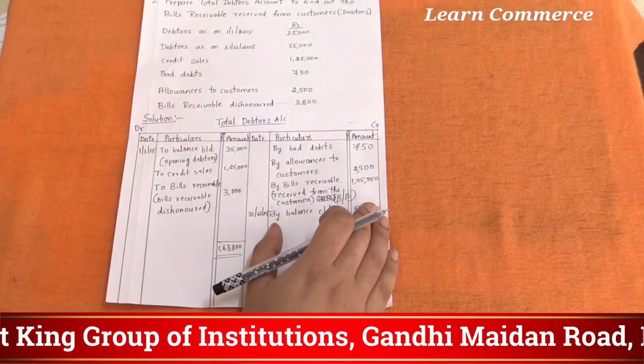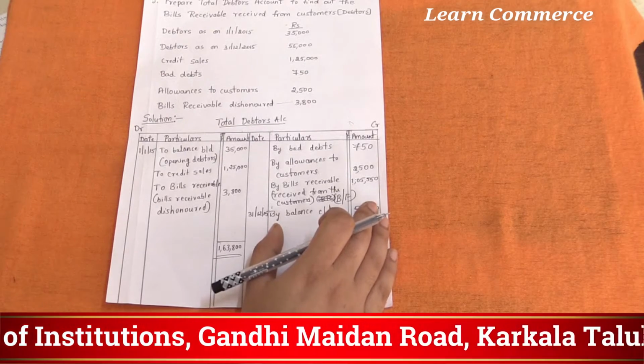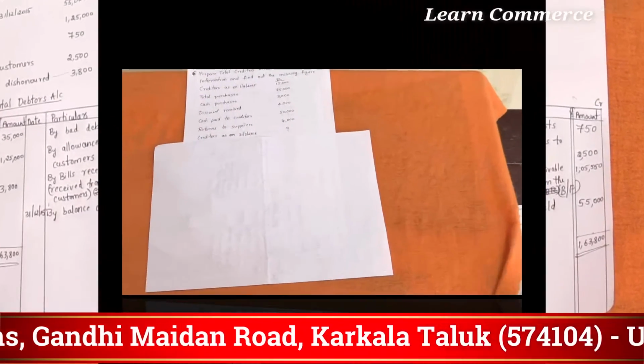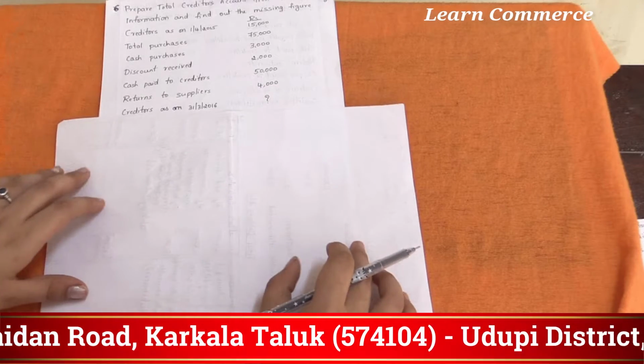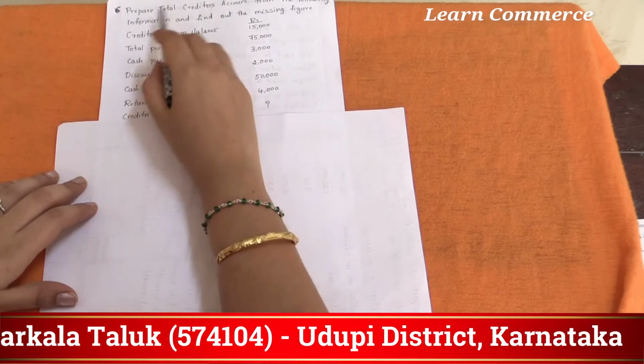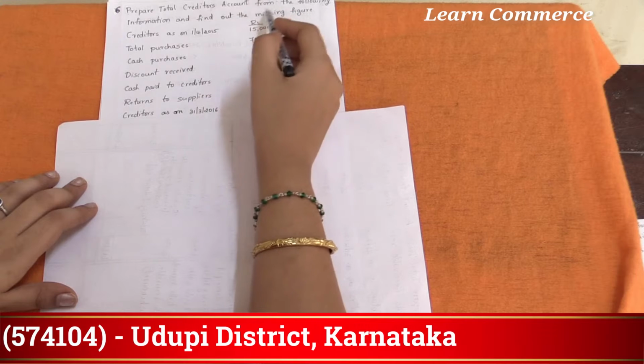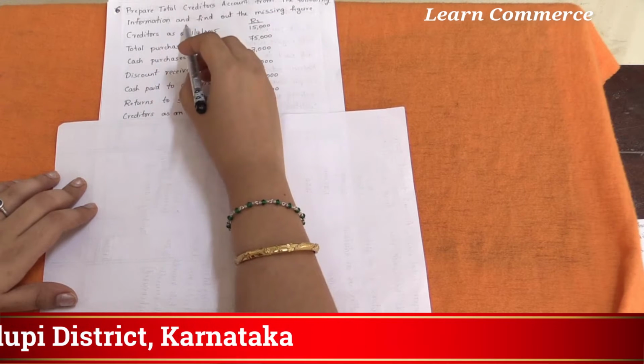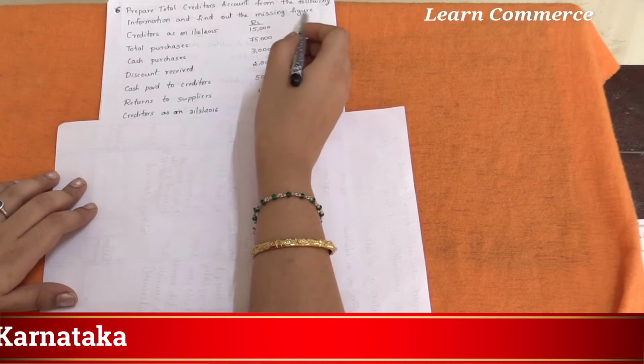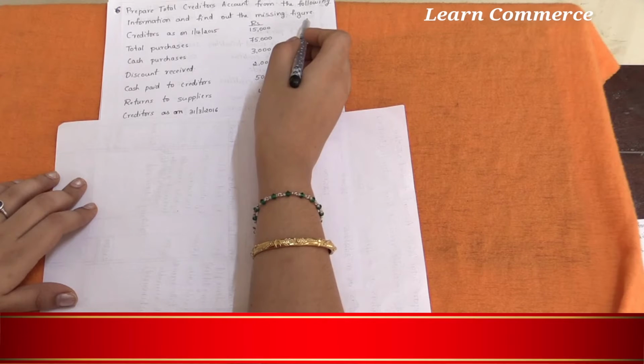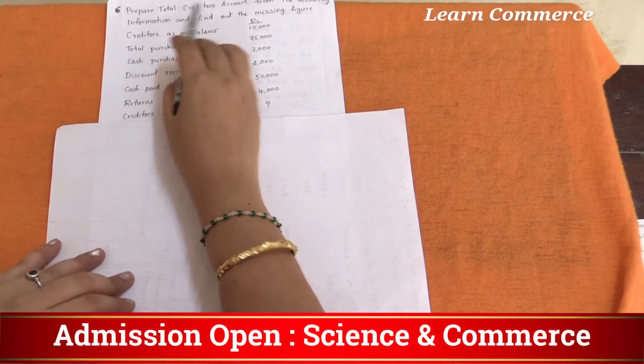That's why I told you should know the format before solving the problem. Let's next solve the sixth problem: prepare total creditors account from the following information and find out the missing figure. We have to find out the missing figure. They ask you to find out total creditors account.